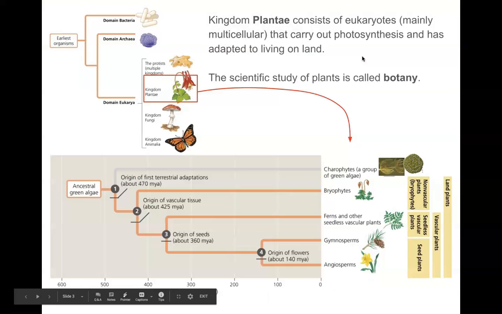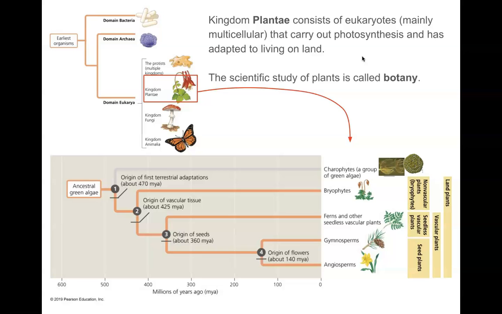We're looking at Kingdom Plantae, still in the domain Eukarya, and we are looking at multicellular organisms that carry out photosynthesis. These guys have adapted to living on land. These next couple of topics are really going to go into that evolution of them transitioning from an aquatic, wet environment to having structures to allow them to live on land, this quite dry environment. The scientific study of plants is called botany.